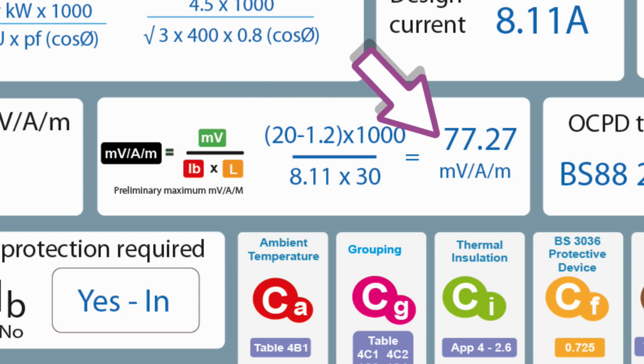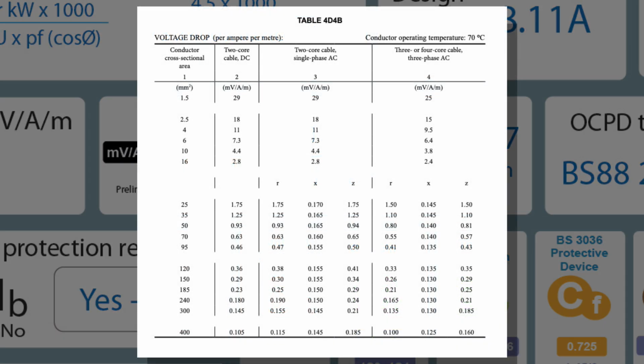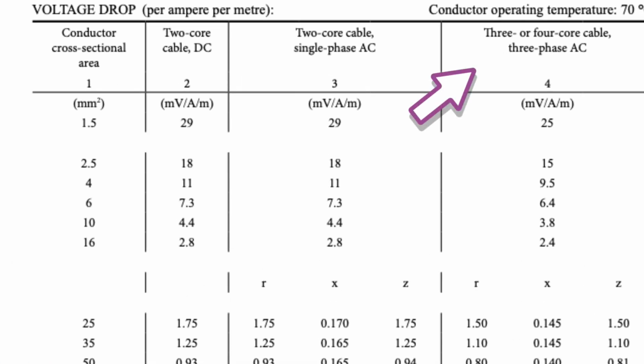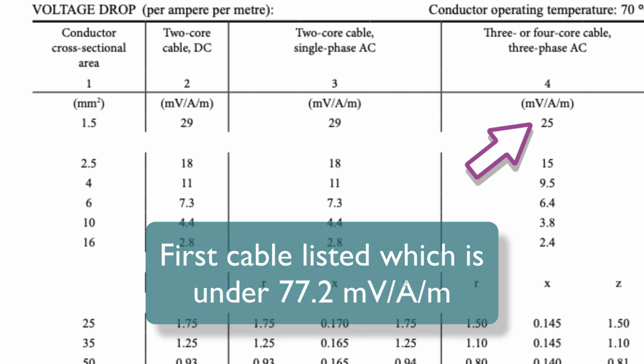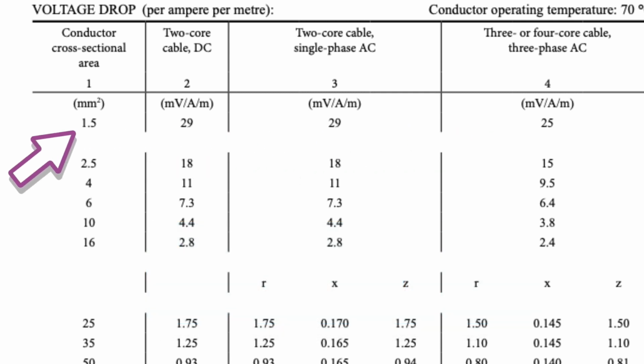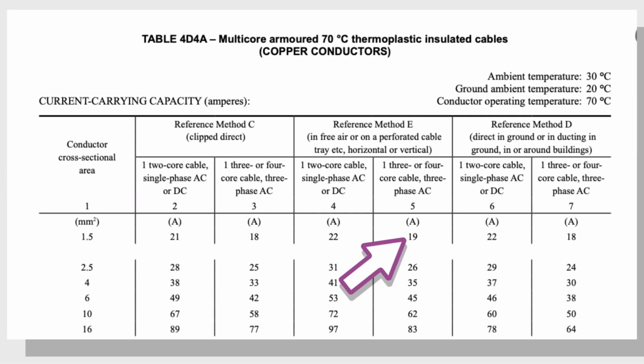Now that's quite high. It is a relatively low design current. Any cable with a rating less than that is potentially suitable. We haven't done our correction factors yet though. This is just preliminary. And when we look at our tables, 4D, 4B, make sure that we're looking at column 4 because that's for our 3-phase. So our suggested millivolts per amp per meter would be 25, which is a 1.5 millimeter squared cable. And if we look in column 5, reference method E, we've got an IT of 19 amps. This is just a preliminary suggestion.